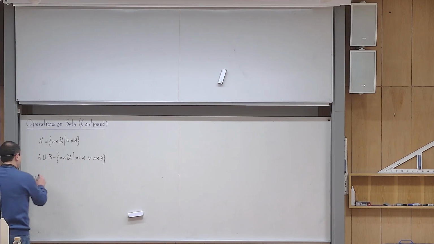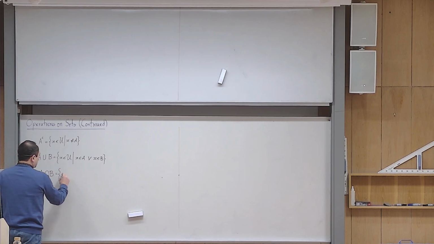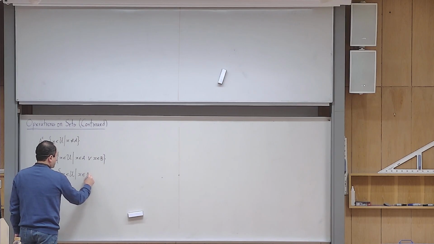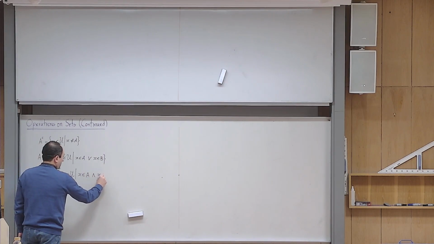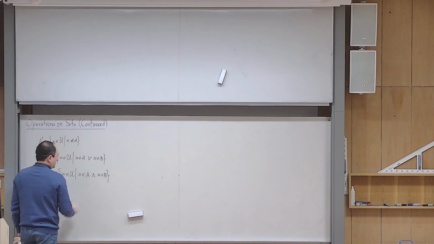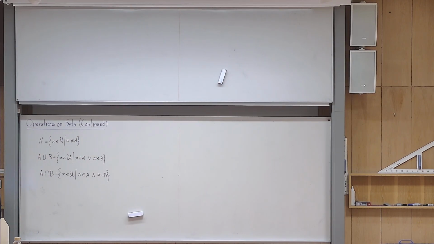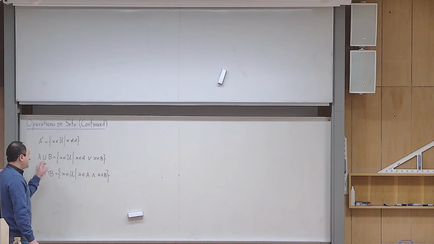And then we also had this operation, which was called the intersection of two sets. That was the set of all elements coming from the universal set with the property that x belongs to both of them simultaneously. This is or, this is and. Yes, and then of course we talked a little bit about the properties of these operations.